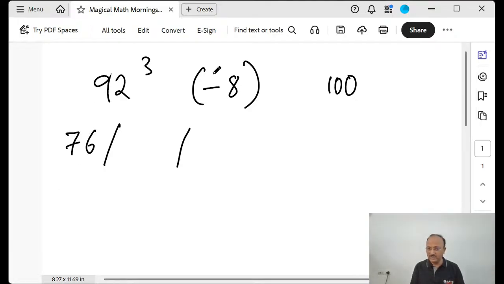Where the deviation was plus, we used to add twice. Where the deviation is minus, we subtract twice. Then what we should do: the deviation of this is -24 from 100, you find that out, and then you multiply these things.